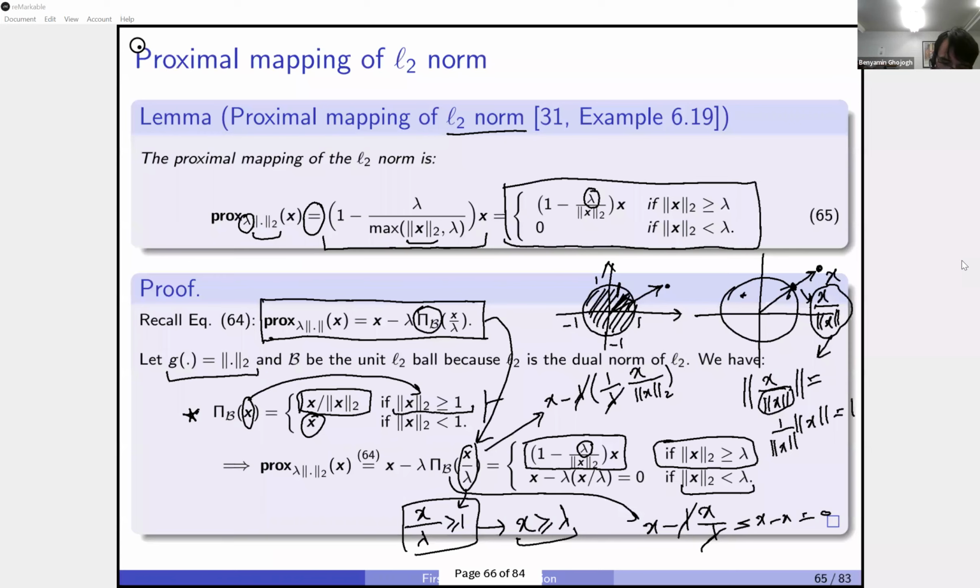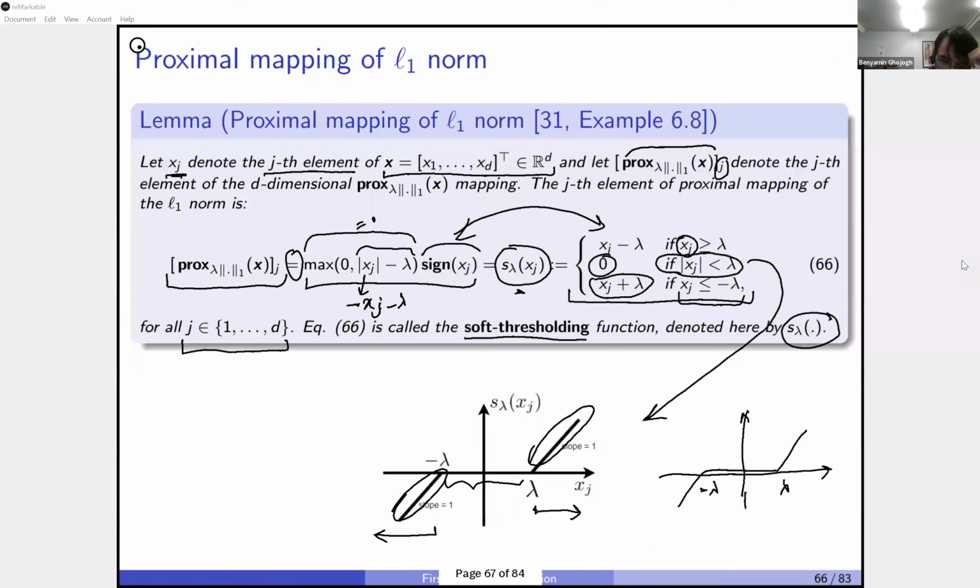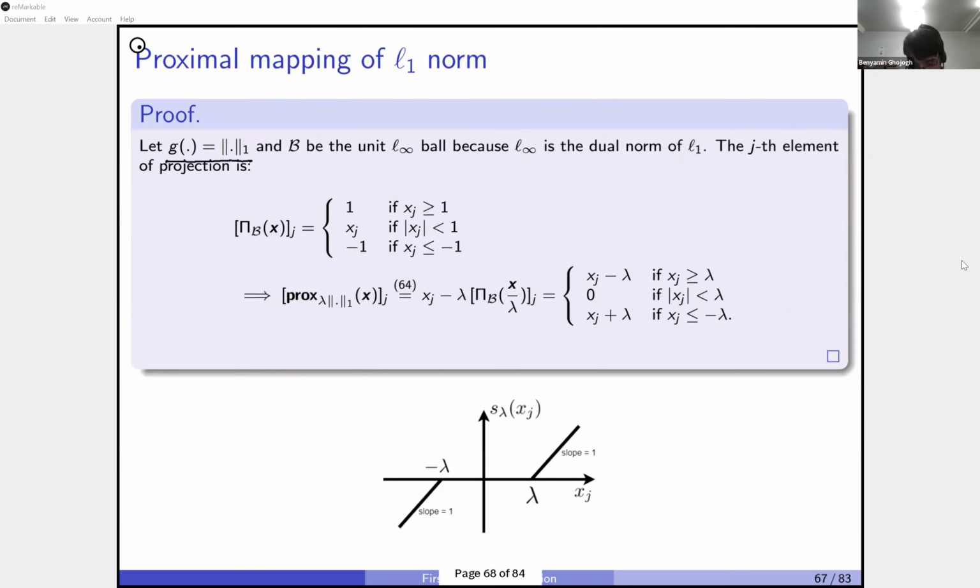What is the dual norm of the L1 norm? Recall preliminaries. We already talked about it. The dual norm of the L1 norm is the L infinite norm, or max norm. We also called it the Chebyshev norm. So it's the L infinite norm, because the L infinite norm is the dual norm of the L1 norm.